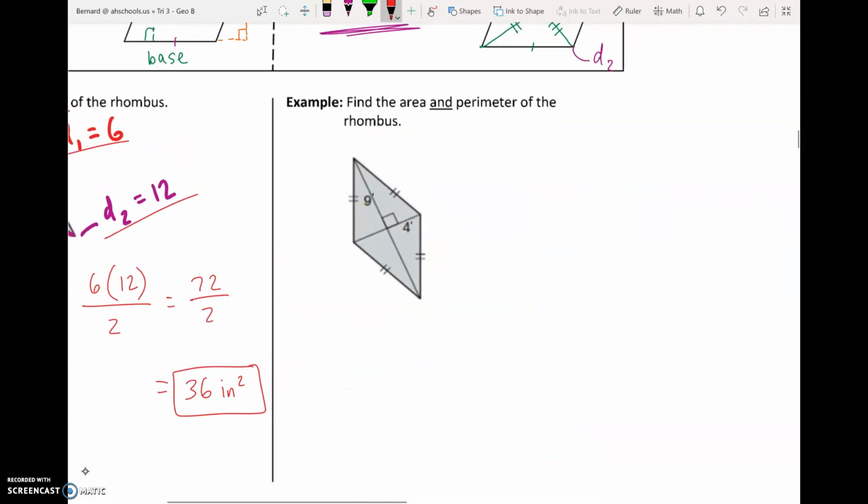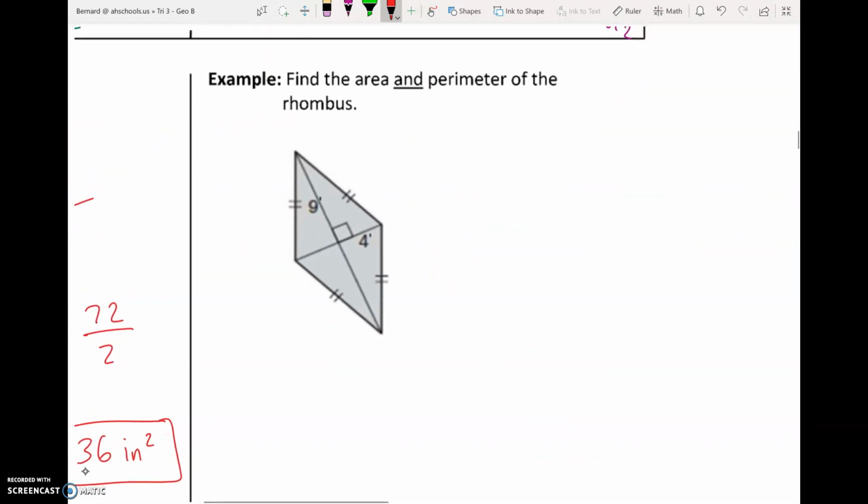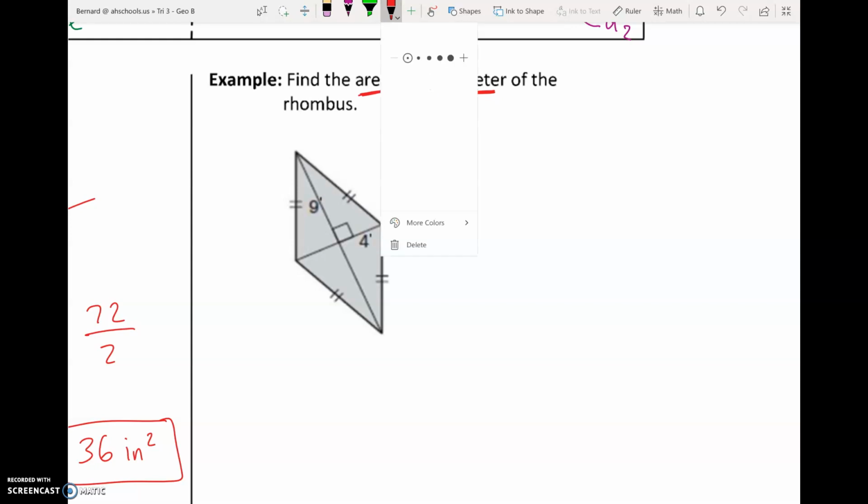Now, in the second example, similar situation, right? Similar situation, but we have to find area and perimeter. So we need to find, obviously, the area, but we do have to know all the outside edges, because then that's the perimeter, right? We'll add all 4 outside ones together.